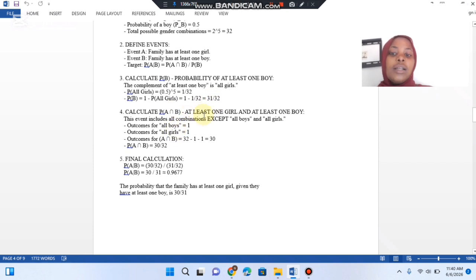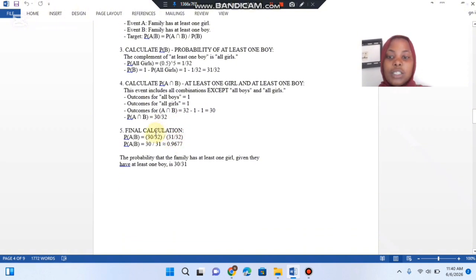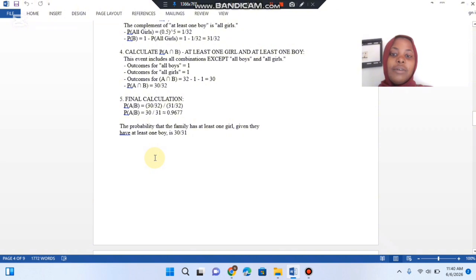Then now we calculate the probability of at least one girl and at least one boy. Since the outcomes of all boys is equal to 1, and outcomes for all girls is equal to 1, then the outcomes of both is 32 minus 2, which equals 30. Then we get 30 out of 32. Then our final calculation, we are going to get 30 out of 32 divided by 31 out of 32. Then the total answer, the probability that the family has at least one girl, given they have at least one boy, is 30 out of 31.